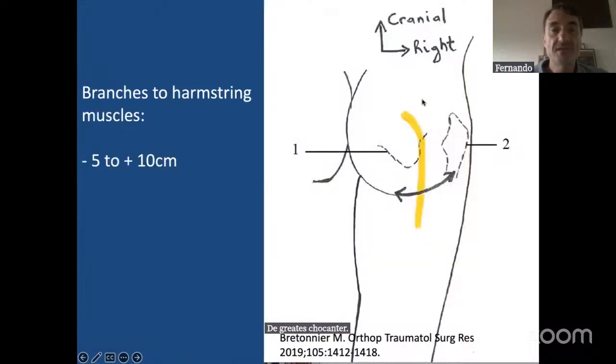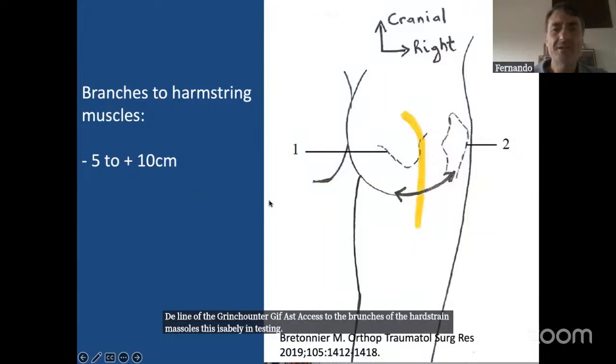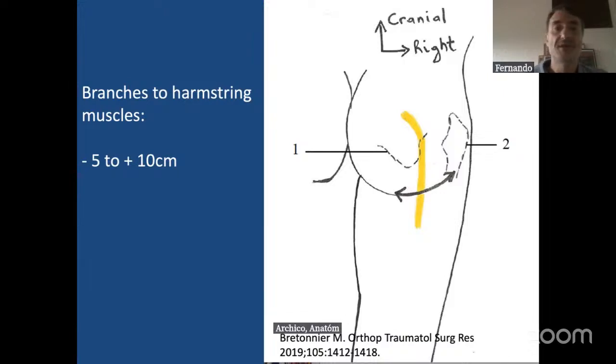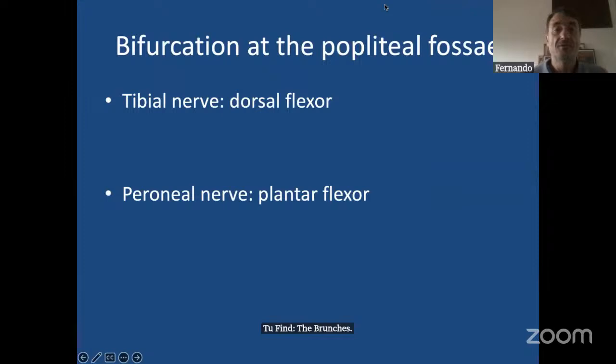So they stated that an incision located 5 centimeters above and 10 centimeters below the line of the greater trochanter gives us access to the branches of the hamstring muscles. This is a very interesting anatomical article that gives us a map to find the branches to these muscles.